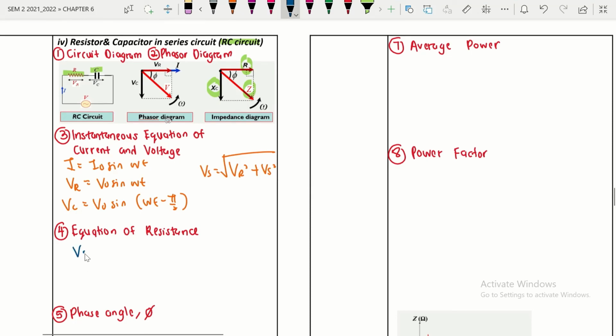Okay, what about the equation of resistance? Like I told you, kita akan ambil impedance. So, supplied voltage equals to current darab dengan impedance. Jadi, impedance you boleh dapat supply voltage bahagi dengan current. So, how do we get the impedance? The impedance, okay, kita akan cari magnitude dia lah. So, dia akan jadi Z equals to square root of R squared plus capacitive reactance squared.